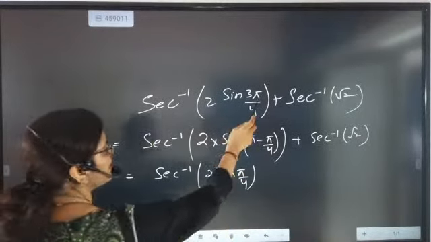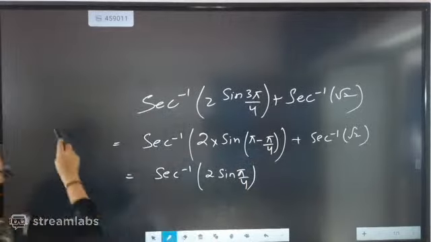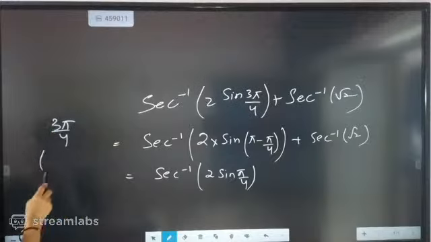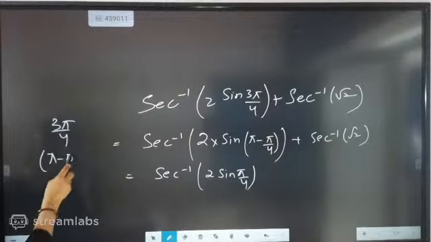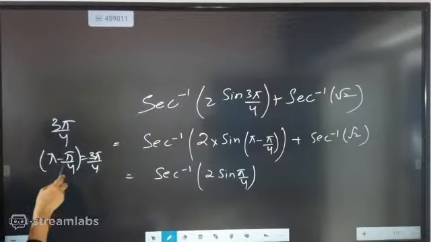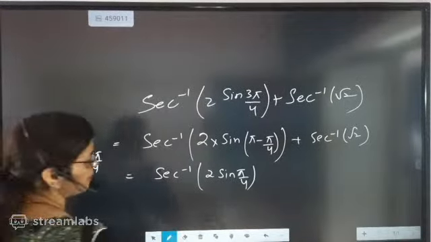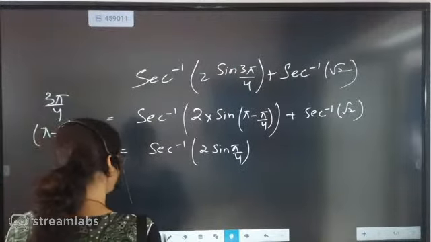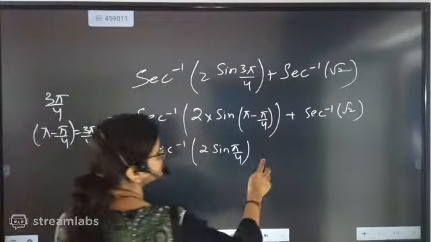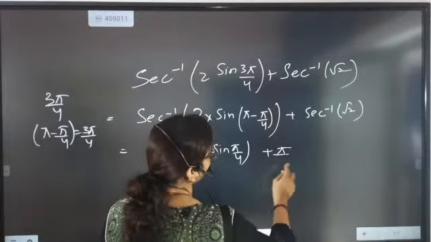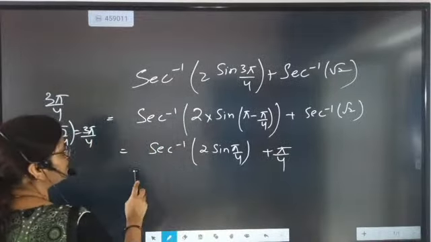Now look here, beta. Why have I written pi minus pi by 4? Because 3 pi by 4 is there, and we have to find the value for that. We know that pi minus pi by 4 is nothing but 3 pi by 4. Sine is defined between minus 90 and 90, so you have to convert into that region. Definitely, secant inverse root 2 is nothing but pi by 4. So one part we can get directly.